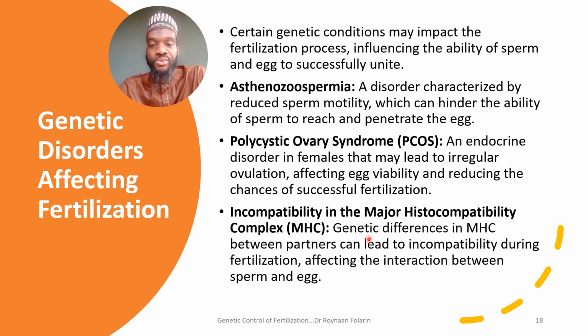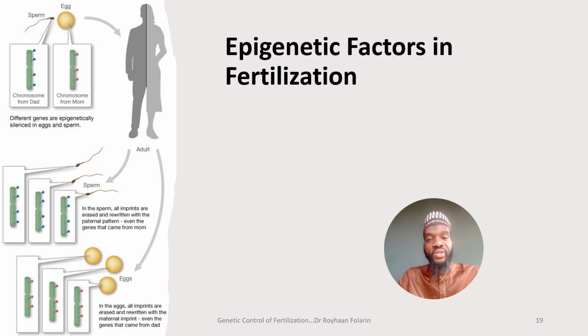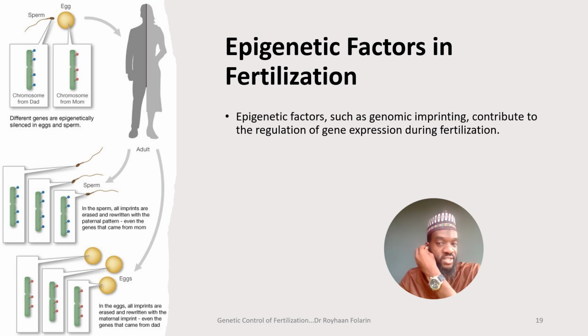So this refers to a case where you have genetic differences in the major histocompatibility complex between partners, and this can lead to incompatibility during fertilization, and it also can affect interaction between sperm and egg. So there are epigenetic factors that are implicated in this as well, such as genomic imprinting, which we discussed during our lecture on gametogenesis. So this can contribute to the regulation of gene expression.